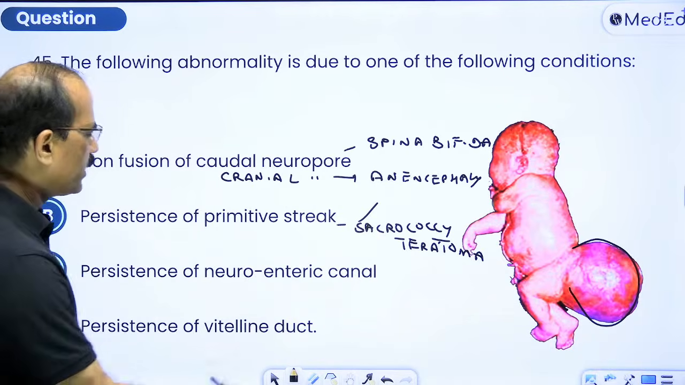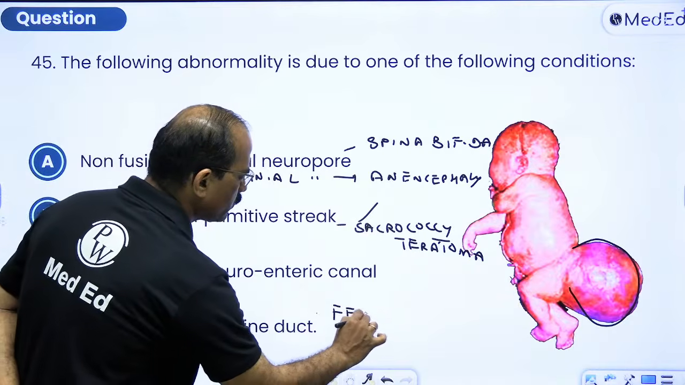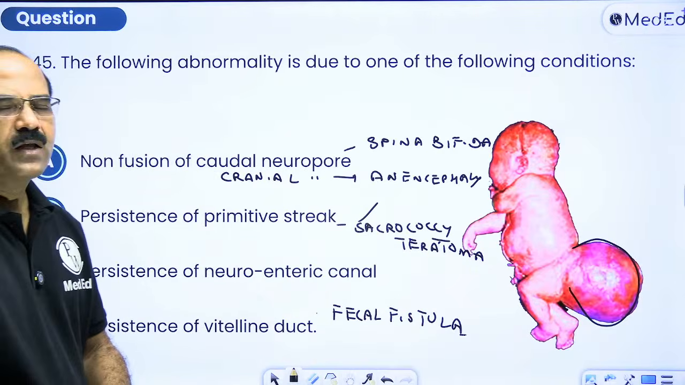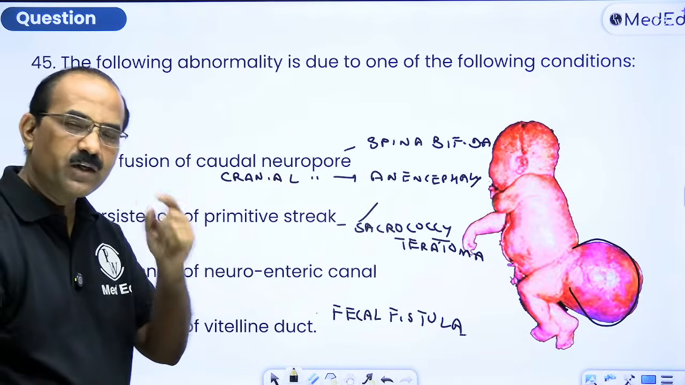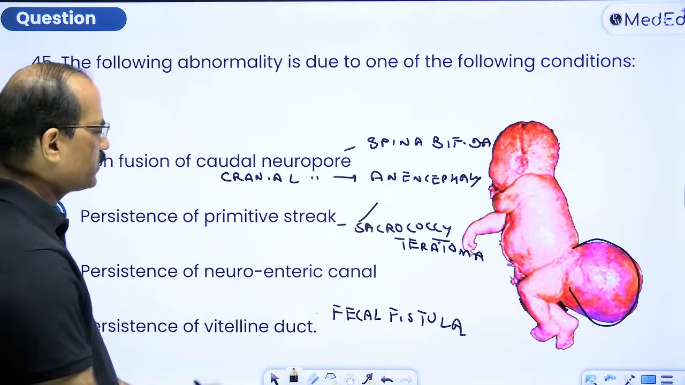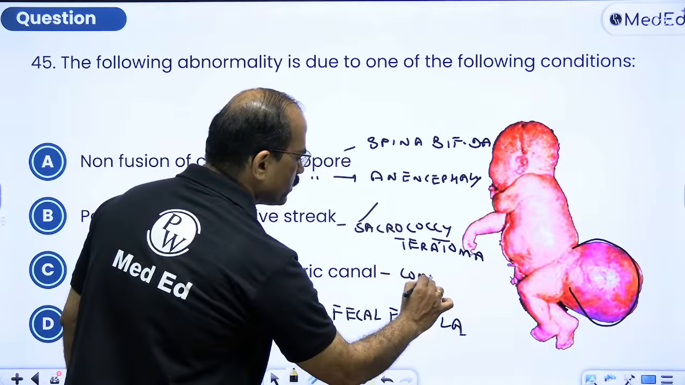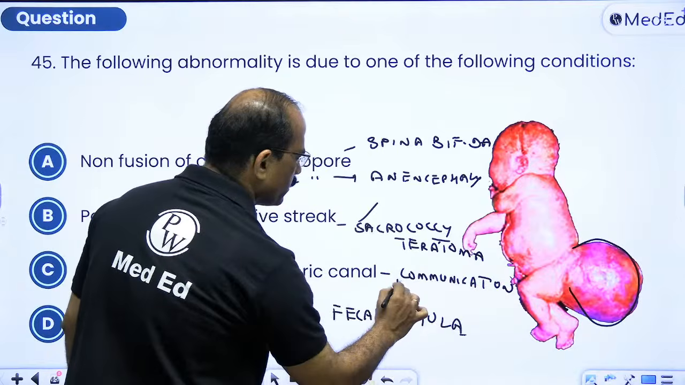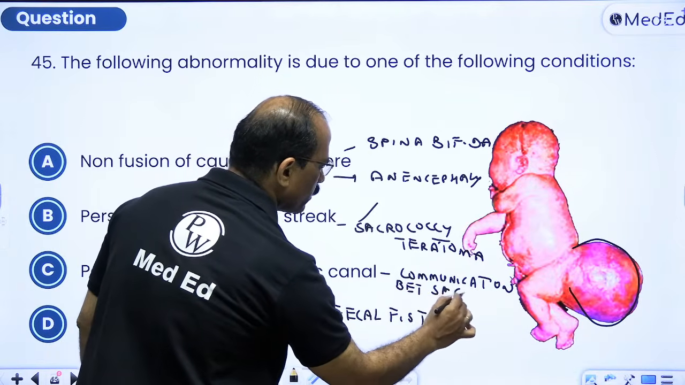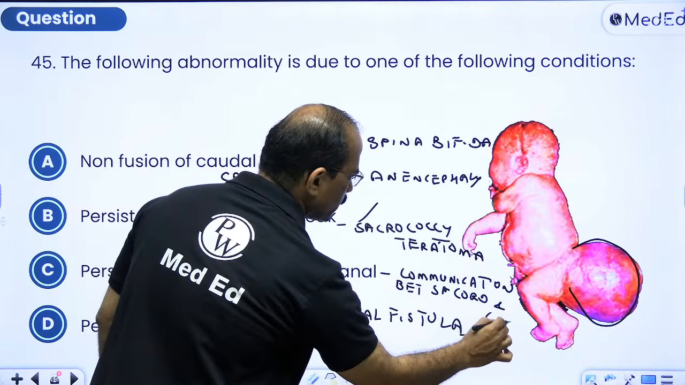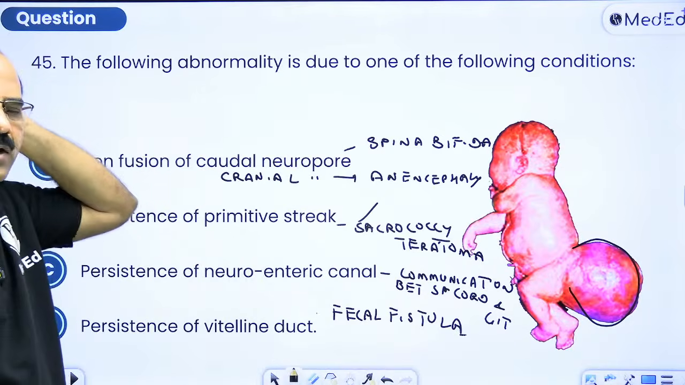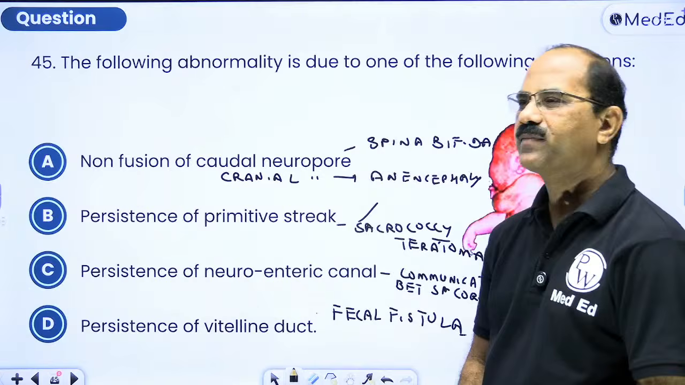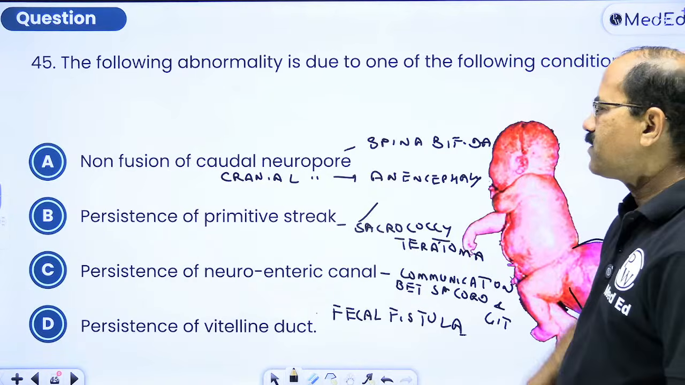If it remains persistent, that's fecal fistula. If the neuroenteric canal remains persistent, there's a communication between the spinal cord and the GIT. That means CNS and GIT. Understand it like that, CNS and GIT. Yes, so just remember this.